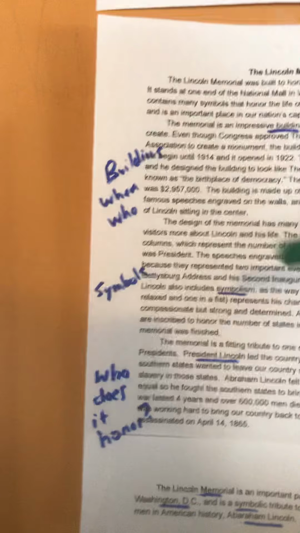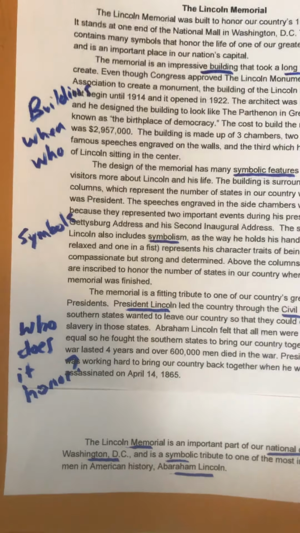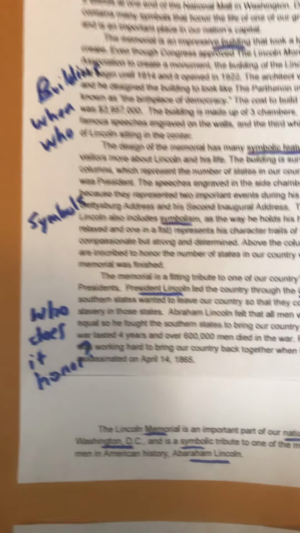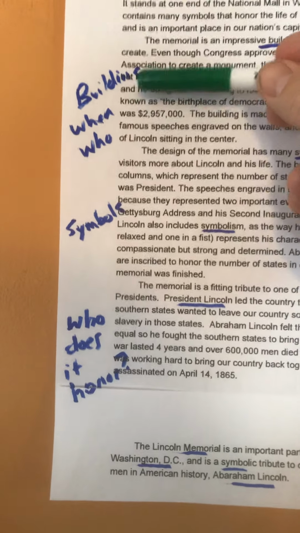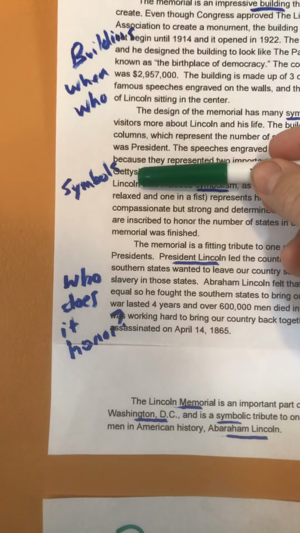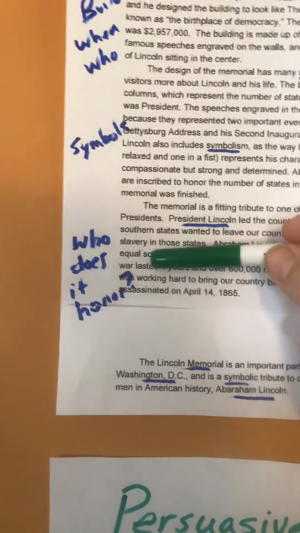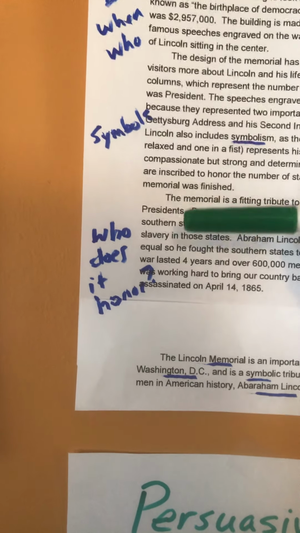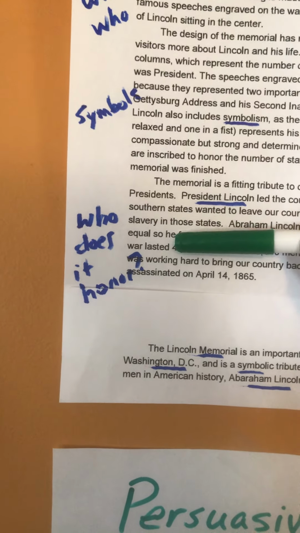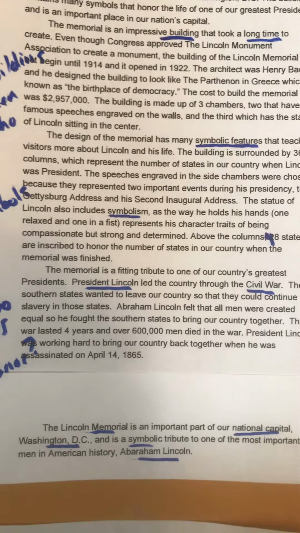But remember, the 3 middle paragraphs should be related but different. Okay, this is about the memorial, but it's about when it was built, how much it cost, who built it. This is about the memorial as well, but it's about the symbols found in the memorial. This is about the memorial as well, but it's about who and what that memorial honors. So they're related, but they're different.